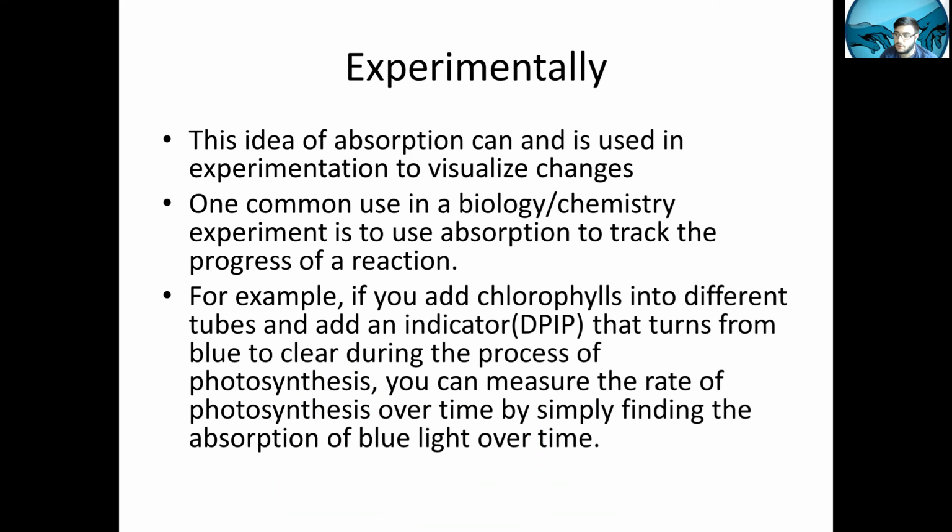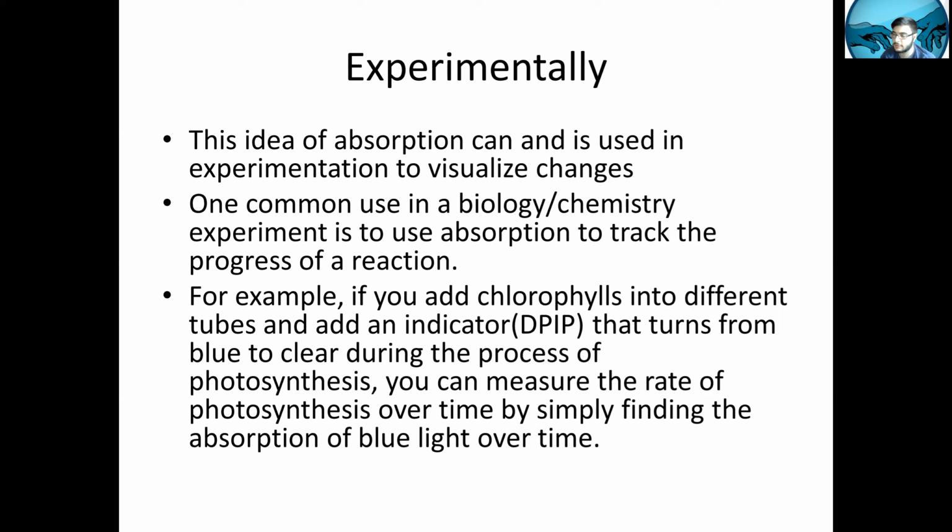So that's all good, and we've learned most of this before. So what does that mean for today's lecture? The idea of absorption is used a lot in experimentation to visualize changes. One common use in a biology chemistry experiment is to use absorption to track the progress of a reaction. This is a reaction that a lot of you know, photosynthesis, and some of you may have even done this experiment with photosynthesis where you can actually track the rate of photosynthesis in a plant cell.